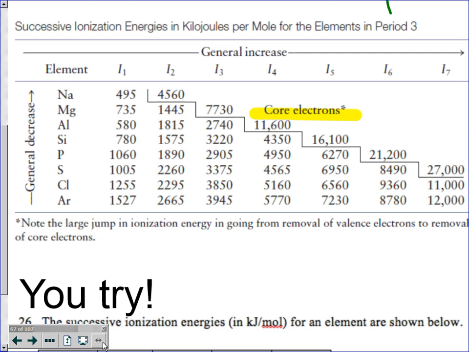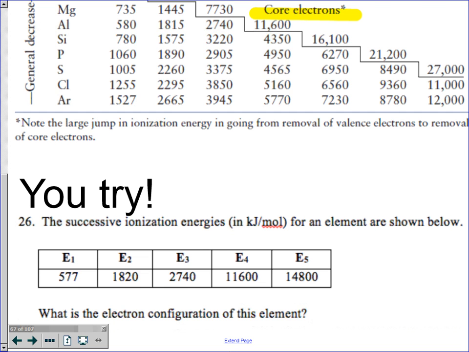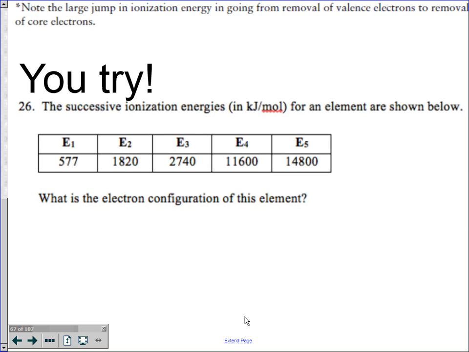We good with that? Okay, you try and tell me what is the electron configuration for this set of data. Basically tell me how many valence electrons does it have, and then tell me the electron configuration. So show me on your hands. How many valence electrons does it have? All right, I see 3s and 4s.